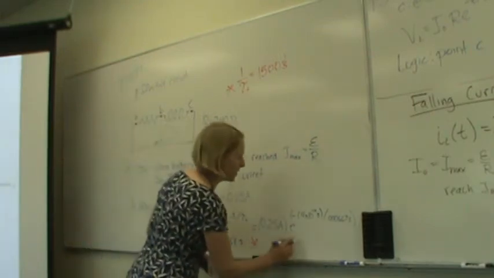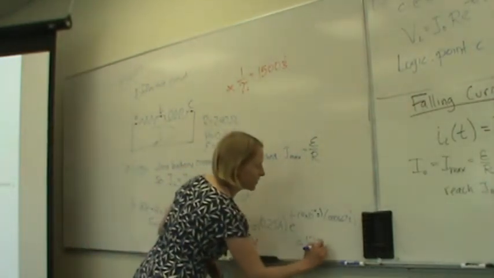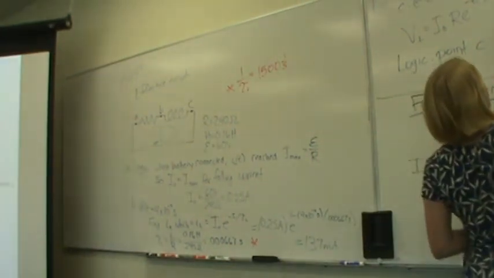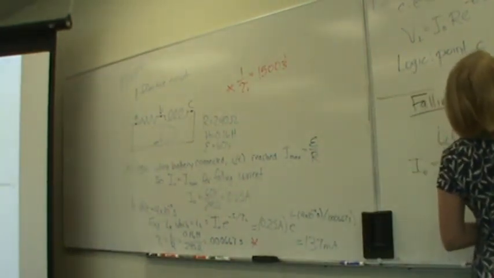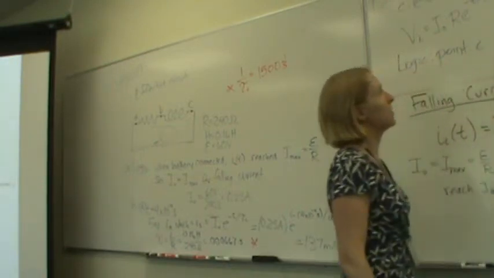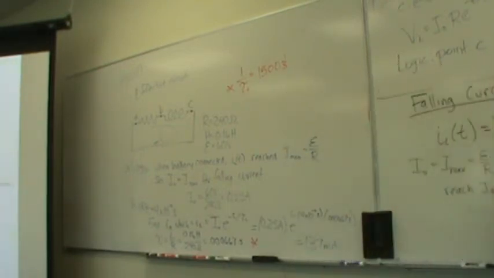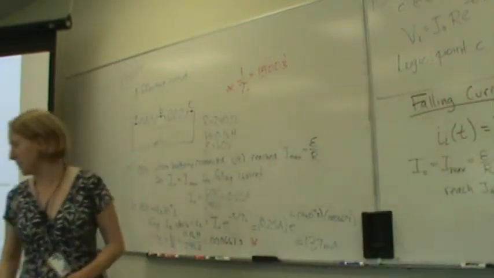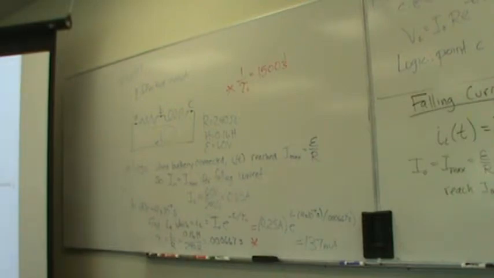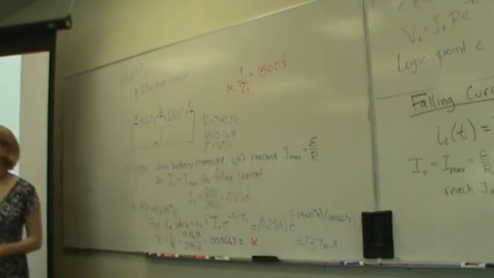So this we calculated, I erased it, but that was 137 milliamps. So you can put in R times 0.137 amps. 32.9. And what's the units? It's V, so it's voltage. All right. That's what I got. Any questions about part C?